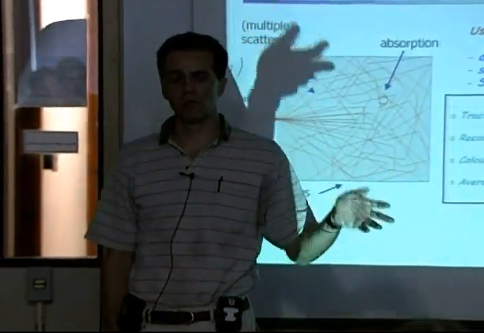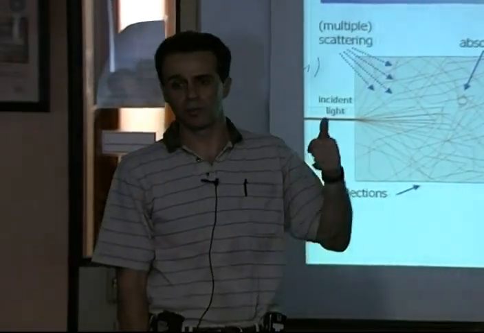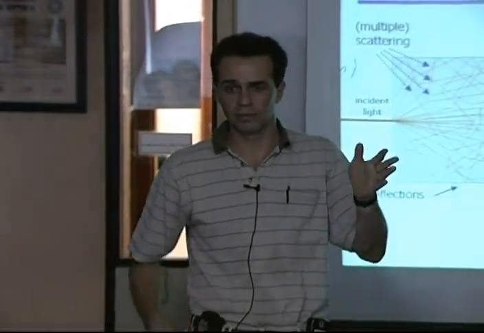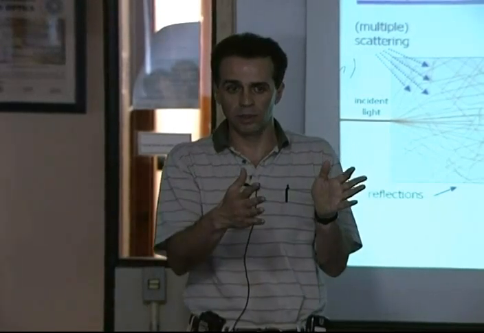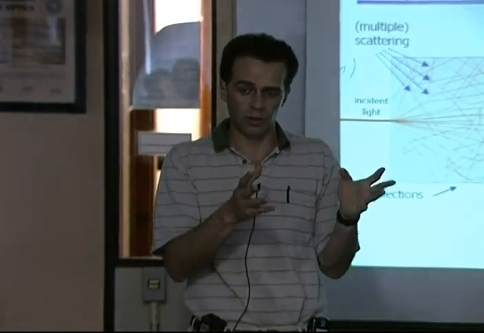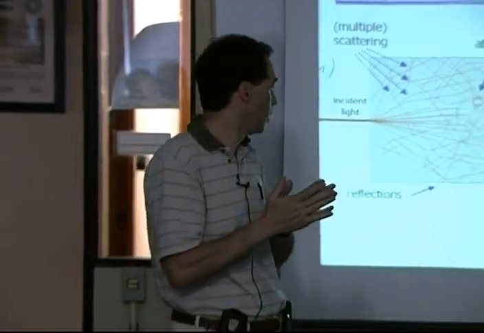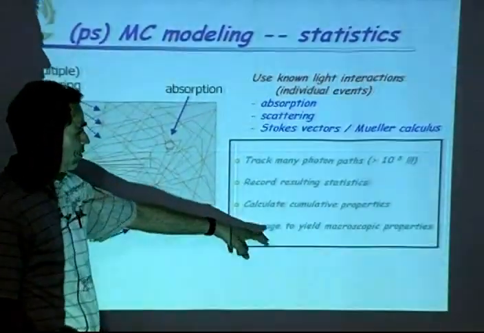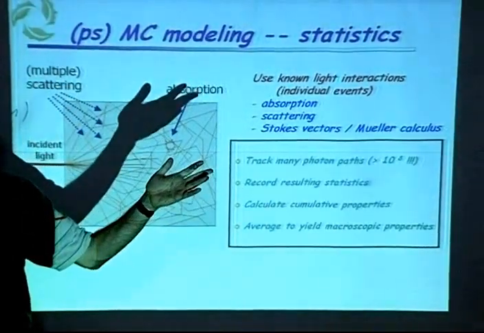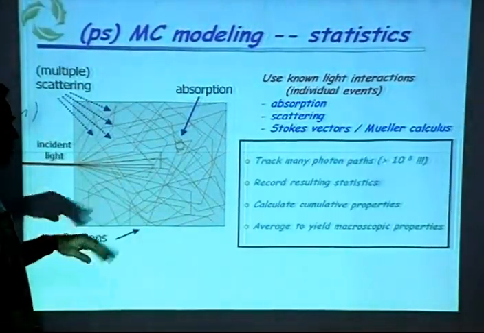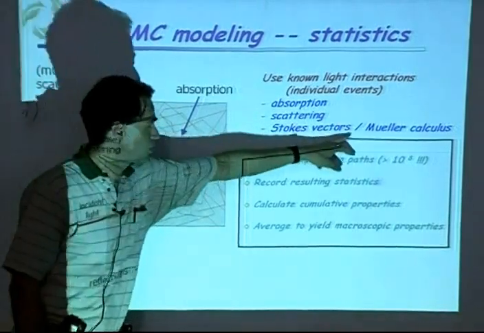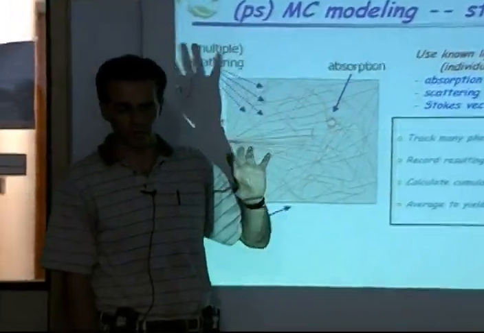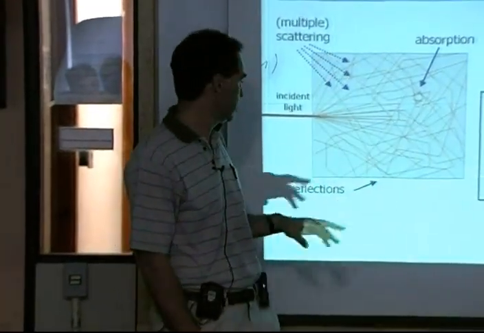Again, if you have very low absorption and very high scattering, then the number is much higher because the photons travel a lot. If you have very high absorption, they very quickly cease to exist, they extinguish, and then you can get away with average properties, say for 1 million photons. So you record the resulting statistics, you calculate cumulative properties, and you average them to yield something that you can experimentally observe and quantify. And the big thing is, how do you add polarization to this whole business? And so there's quite difficult mathematics based on that Muller Matrix approach that I described briefly to do that.